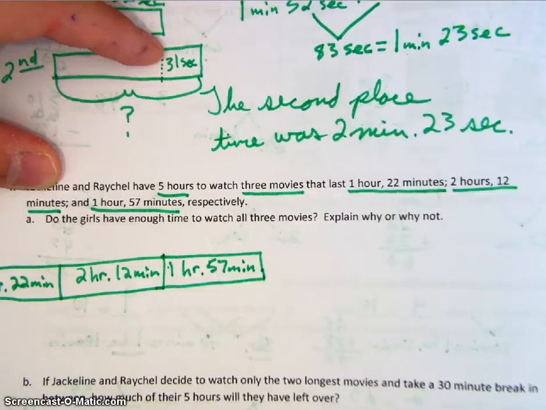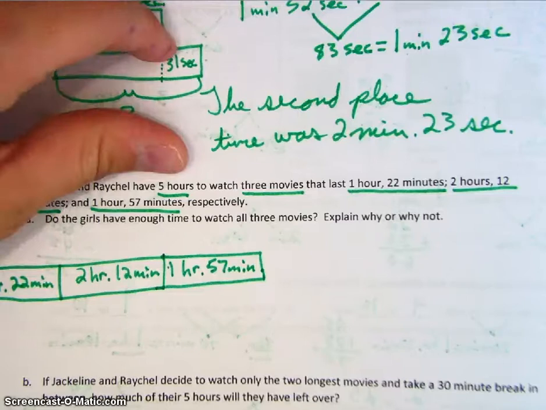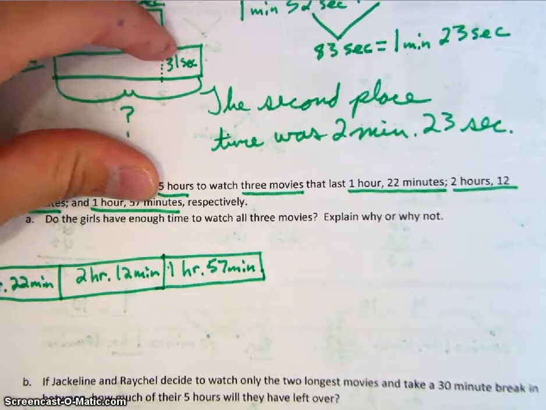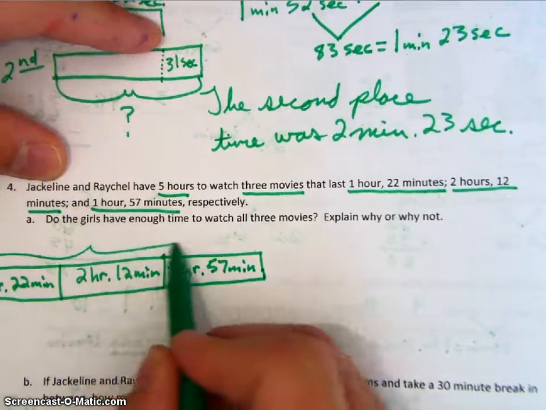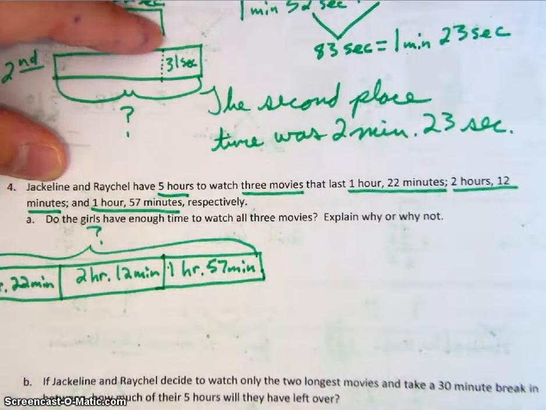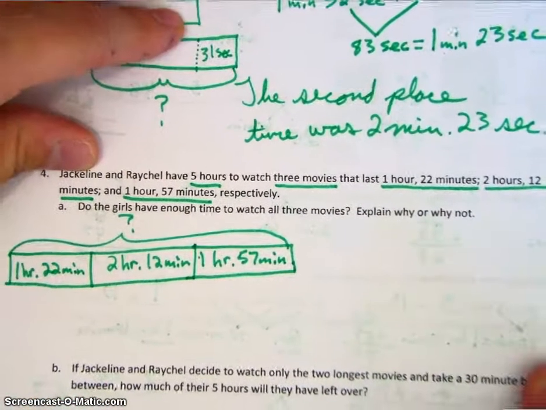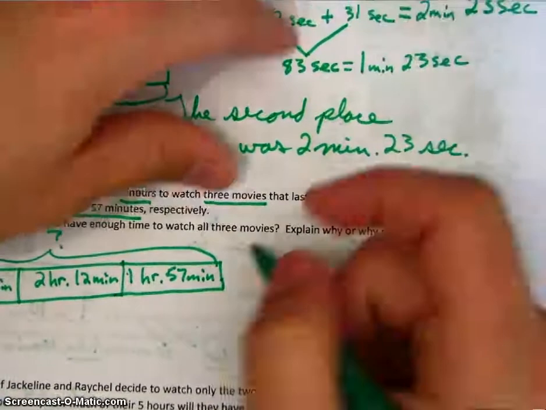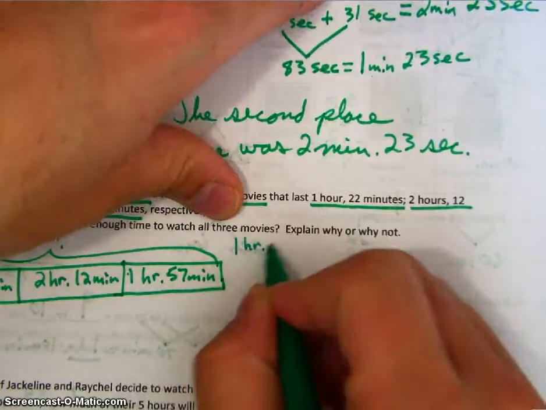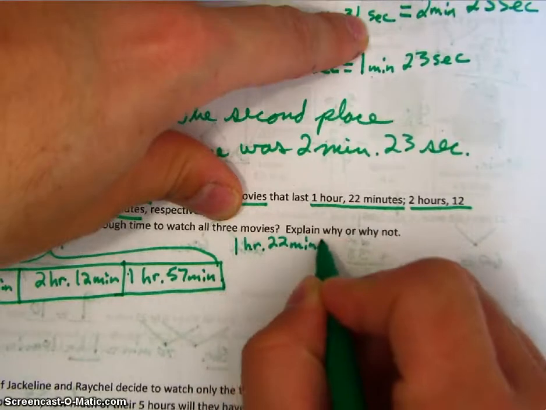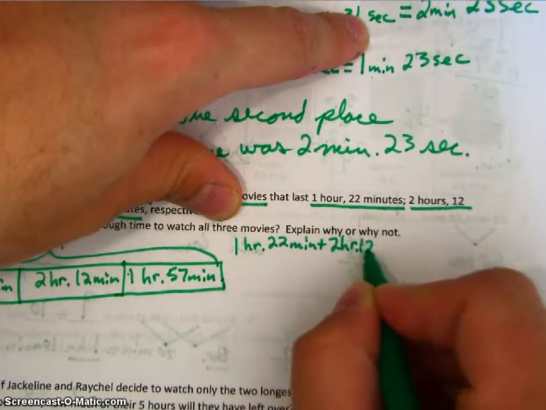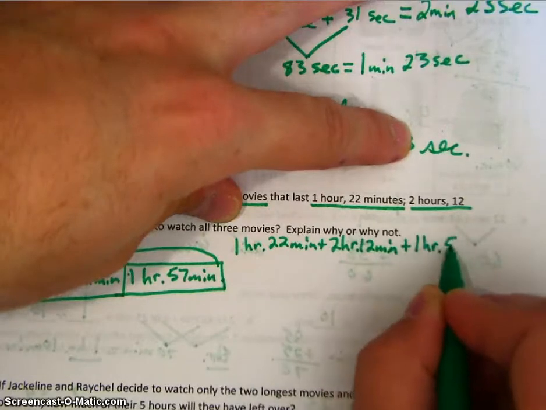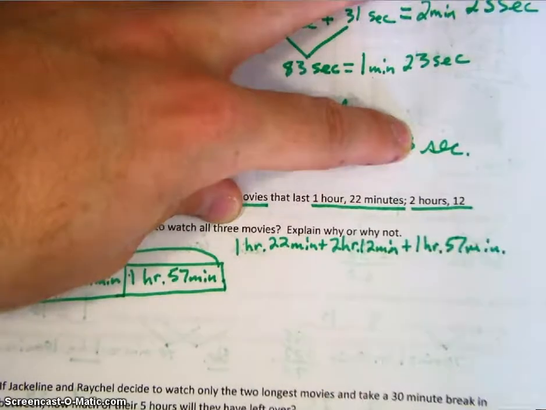Now, the tricky part here is our total is not 5. We don't know what our total is because we need to find out if they have enough time to watch all 3 movies. So we need to find out the total length of those 3 movies and see if that's more than 5 hours or less than 5 hours. So we're going to go ahead and add them up. We're going to list them all out.